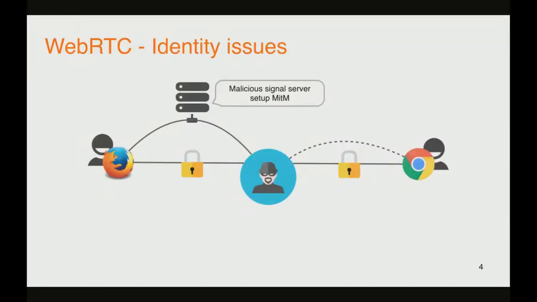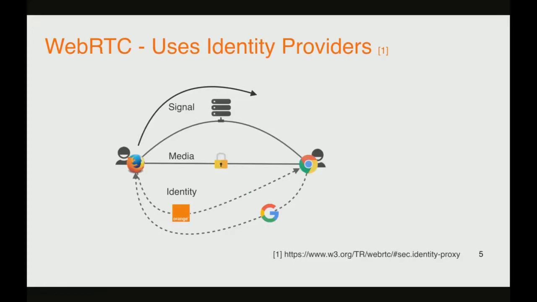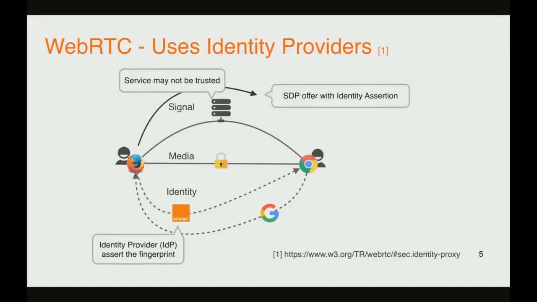Like explained yesterday, in WebRTC, the signaling goes through a signaling server, and the signaling server can set up a man-in-the-middle attack. So to solve that, WebRTC proposed to use identity providers in the signaling loop to solve the issue of untrusted service. The idea is to add an identity assertion in the session description protocol offers that will assert the fingerprint of the user. So they can be both authenticated without trusting the signaling servers.